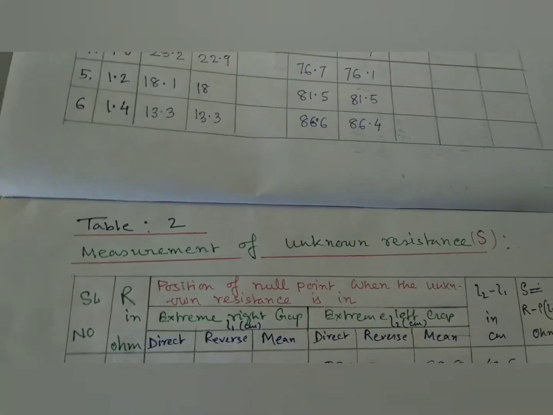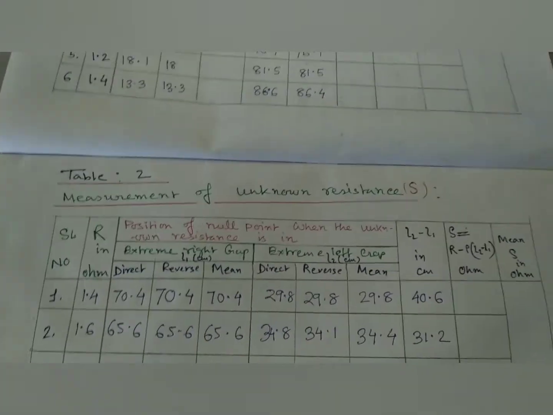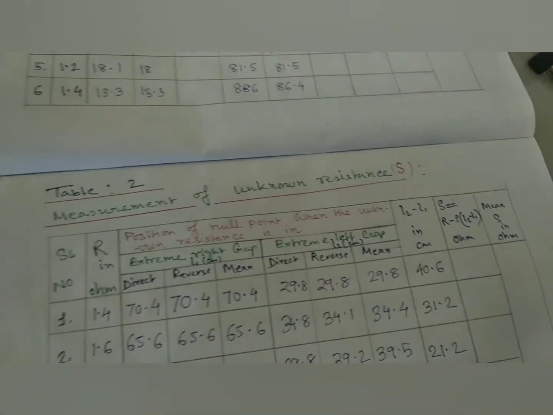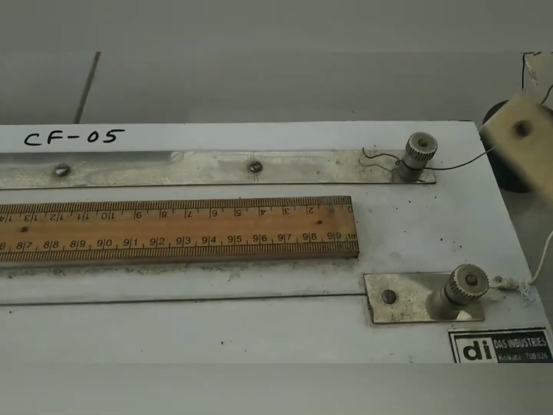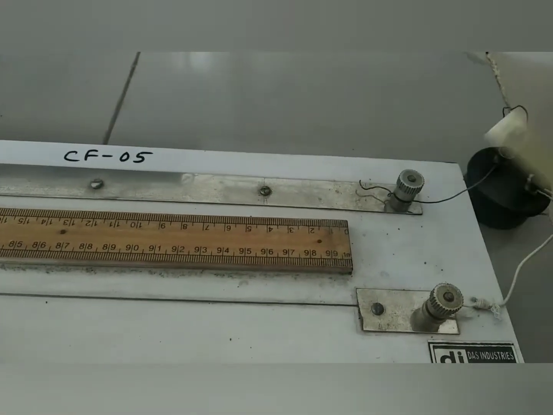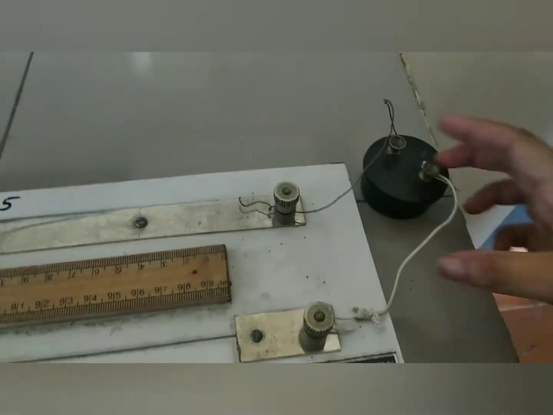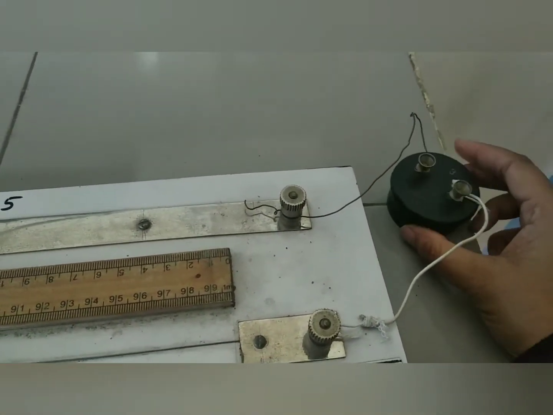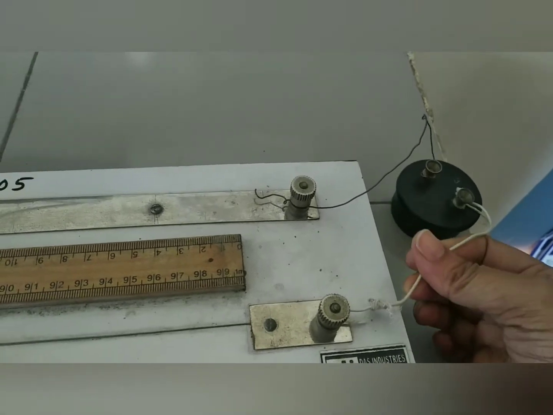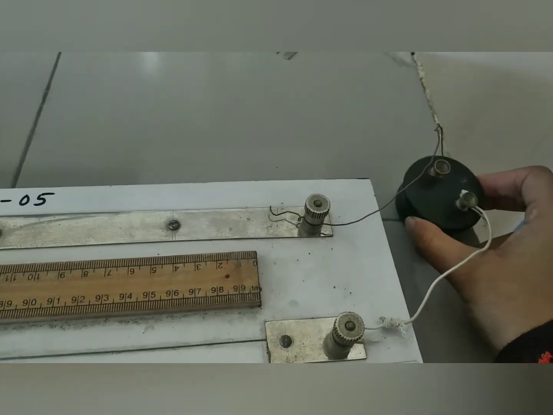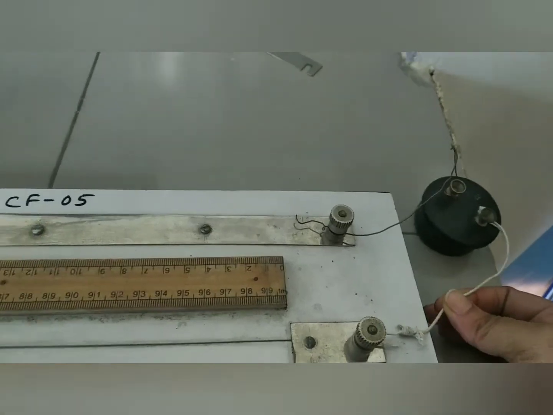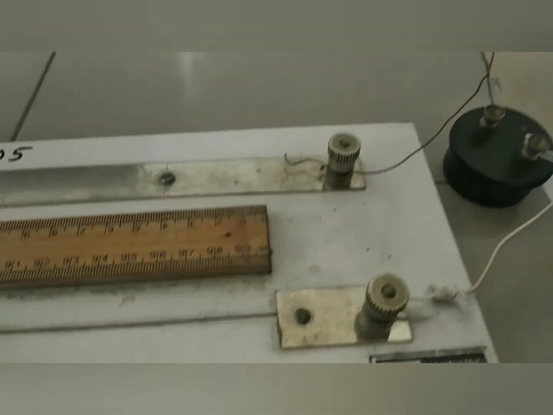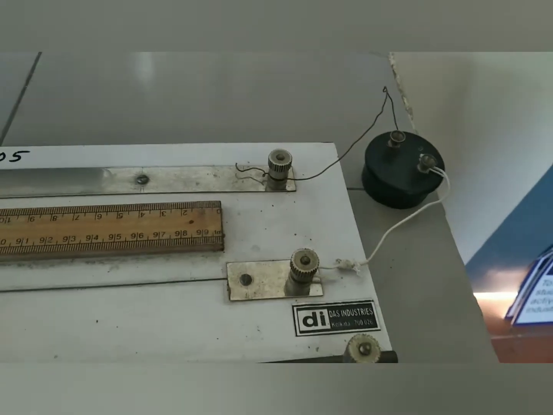Next, table 2, for measurement of unknown resistance. For the next table, we need to detach the copper strip and keep it away. The unknown resistance will be attached at one point, at another side of the resistance box. On one side there is the resistance box and on the other side there will be the unknown resistance in place of the copper strip.